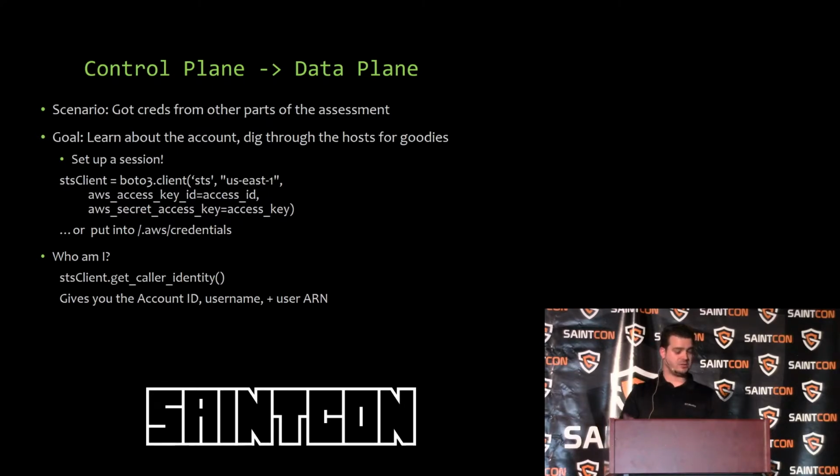So the first thing you want to do is get the caller identity. STS, the Security Token Service, has a nice call called get caller identity. If you set up a client with either Boto3 or the CLI, you can do that STS get caller identity, and it will respond with the account ID, the username of the user or role that you're using, and the ARN, which is the Amazon Resource Name. It's the unique identifier for your user.